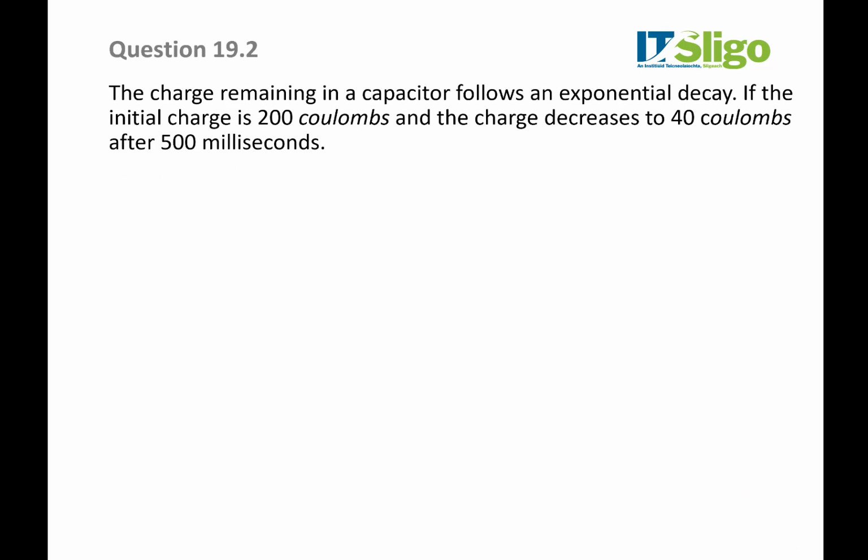Another example here, different scenario, but same process. The charge remaining in a capacitor follows an exponential decay. So a capacitor is just simply a part of a circuit. I won't get into it in too much detail, but if we were to build a simple electrical circuit like this, and we had a little light bulb, here's the light bulb. A capacitor simply acts like a little battery. So if we close the switch, the current would travel around, and the first thing it would do, it would fill up the capacitor with charge.